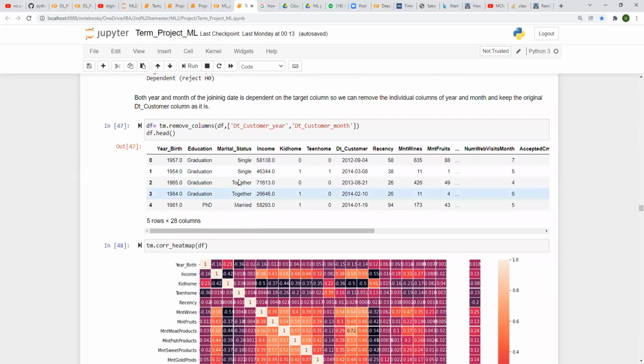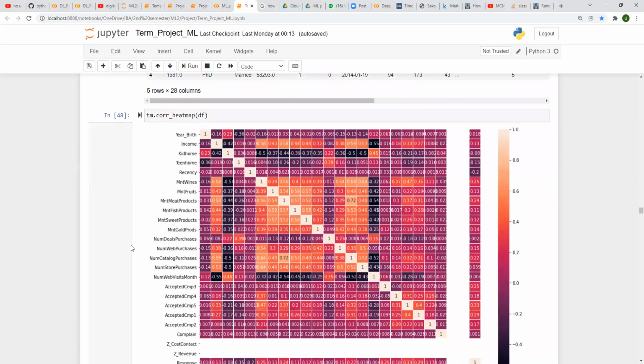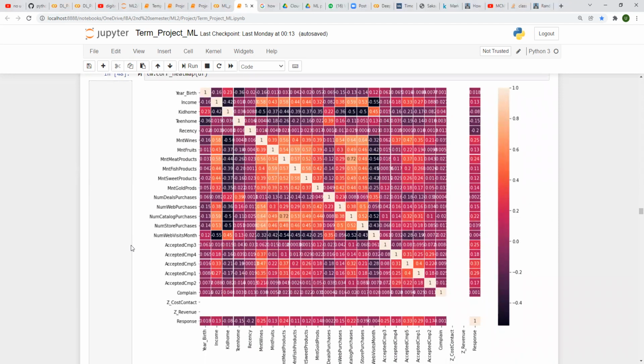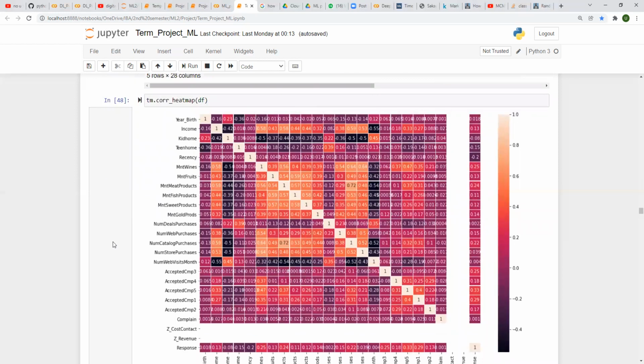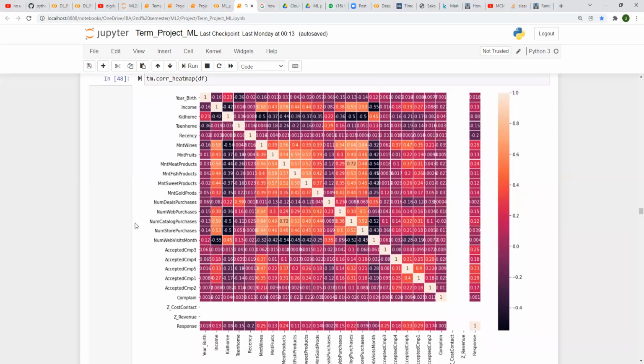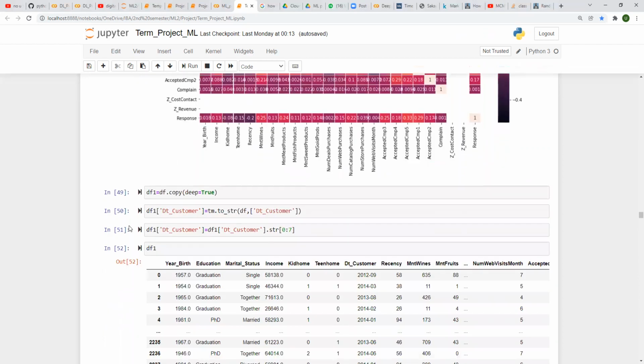So we're going to remove these two columns again and form a correlation heat map to see which columns. It gives you a perfect visualization of which columns are mostly affected by the target.